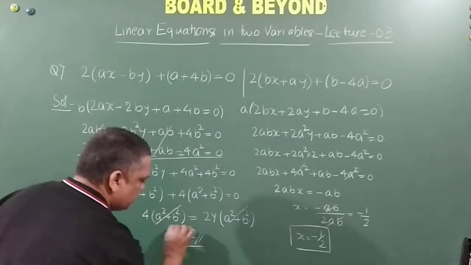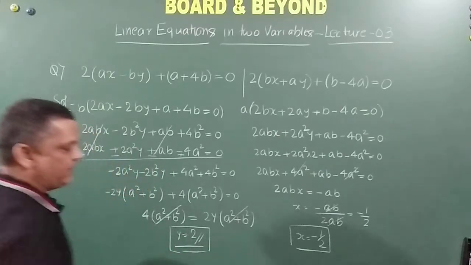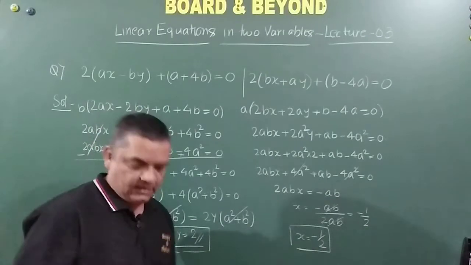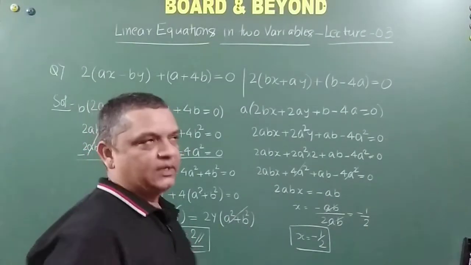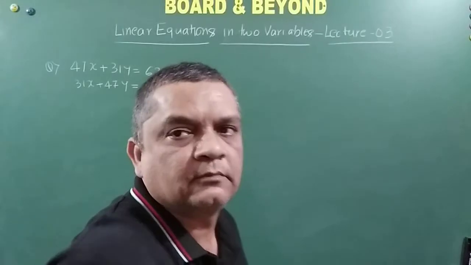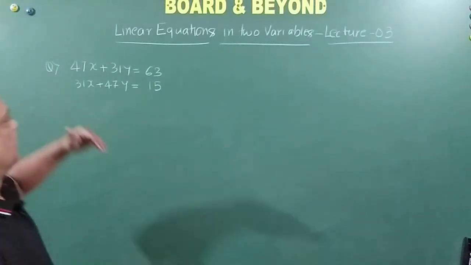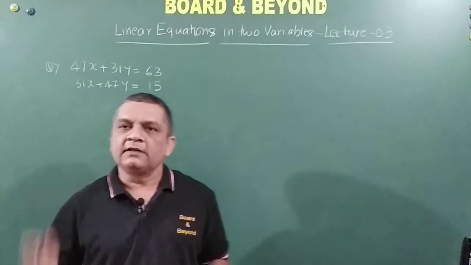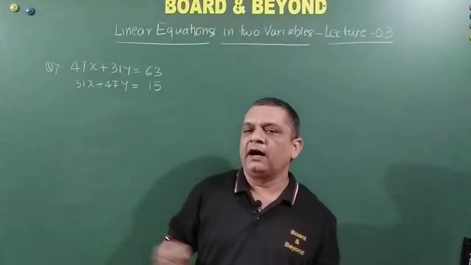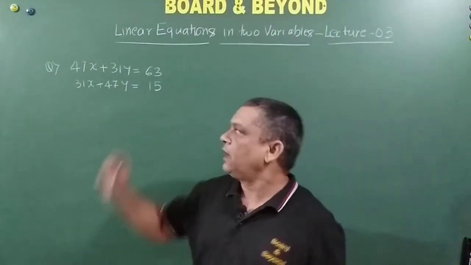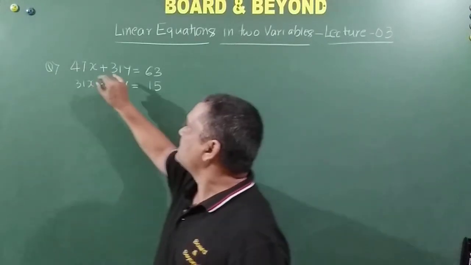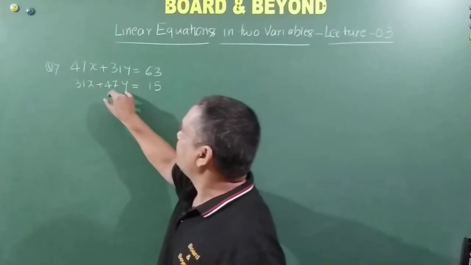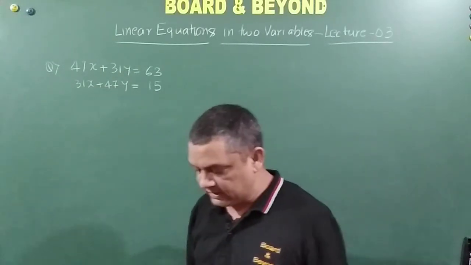You got it? So the value of x and y, x is equal to minus half and y is equal to 2. Right, friends? So before we move forward, let me take down the next question. So friends, this is the second question. This is a special case, friends, where the coefficients of x and y are actually interchanged. You can see here 47x plus 31y is equal to 63 and 31x plus 47y is equal to 15. So the coefficients are interchanged.